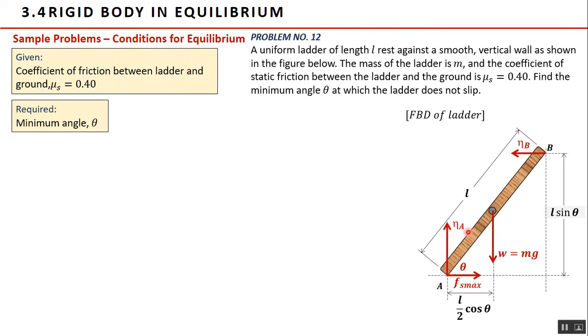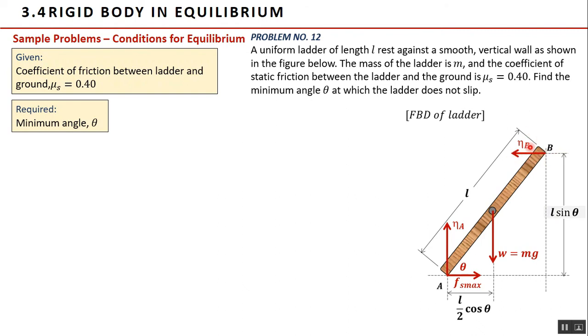Due to the weight of the ladder, the end of the ladder at point A will tend to slide to the left. To prevent this, a static friction must be exerted on the ladder, which is to the right. Since the other end of the ladder at point B is in contact with the wall, it also exerts a normal force N sub B.